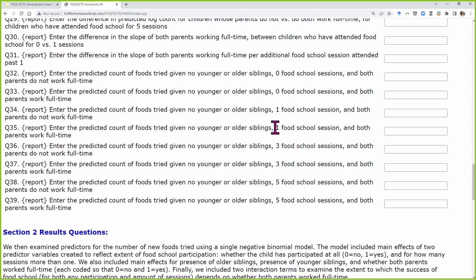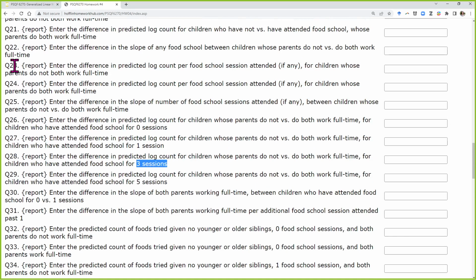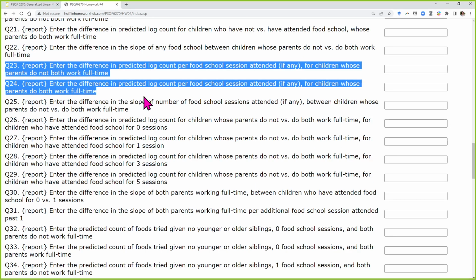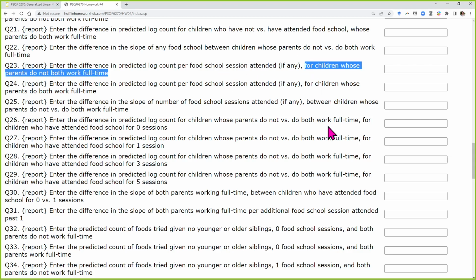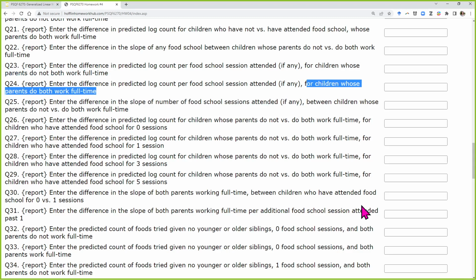Yes, question 23 and 24. Per food school session attended is the slope that we're focusing on. So what is the effect of going to more food school sessions relative to fewer, if you've been to at least one? The unit of analysis in this question is the slope for how many sessions you attended for food school. I called that amount in class on Tuesday. And then it's asking, specific to the moderator variable of full-time work being 0 for question 23 and full-time work being 1 in question 24.